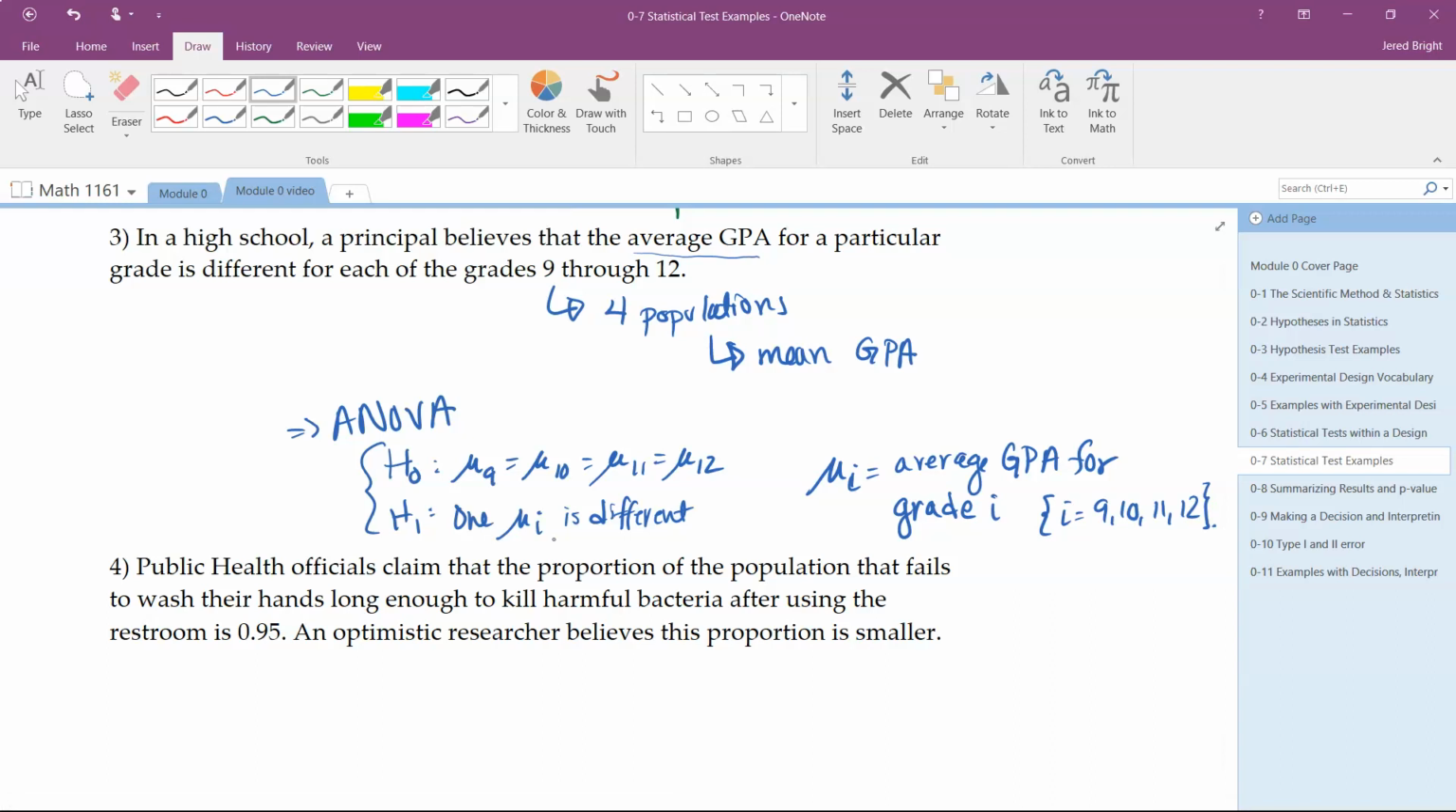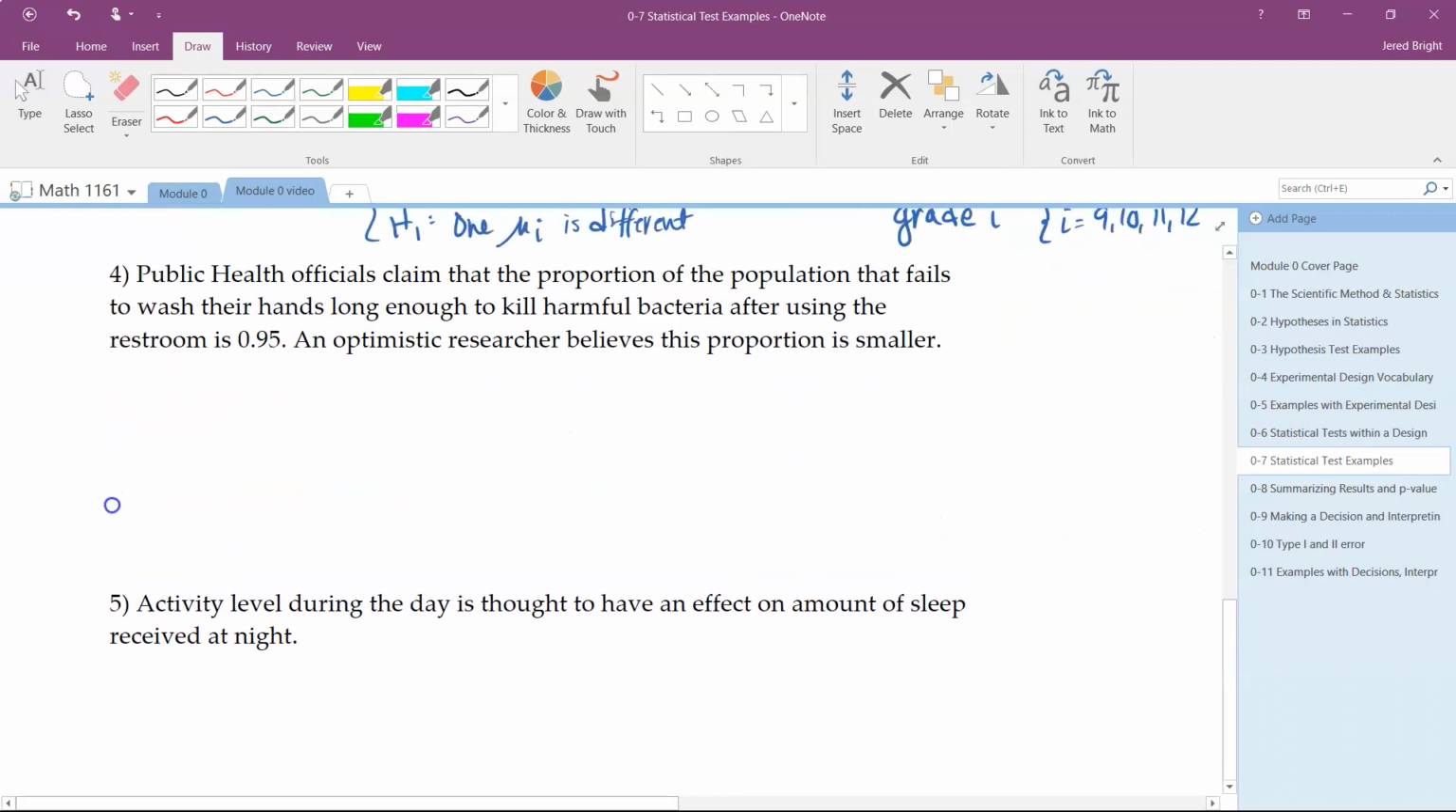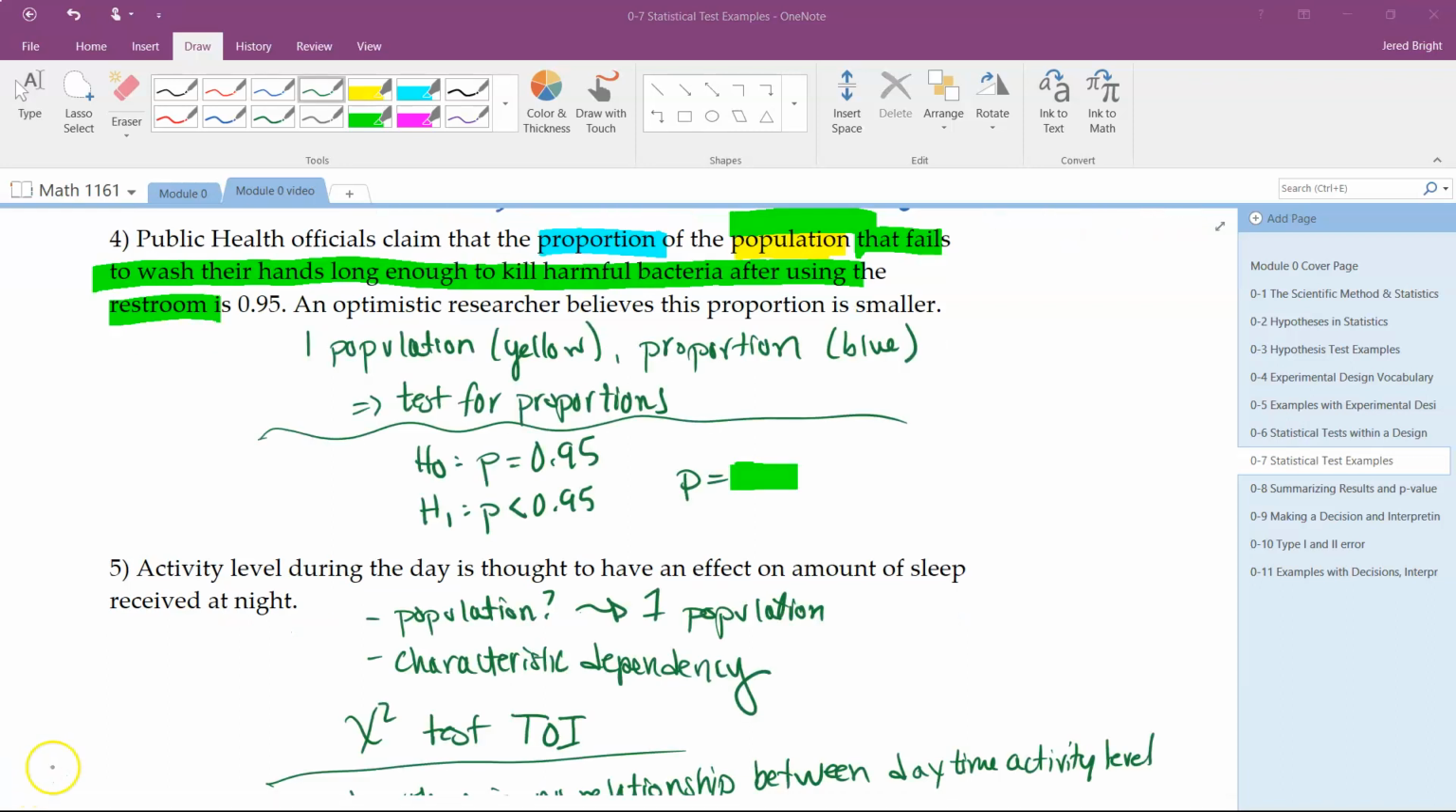Okay, so again, 4 populations, looking at a mean, that forces our hand to ANOVA. Okay, 2 more questions here, and I want you to try each of them before looking at the solutions here. All right, so number 4.